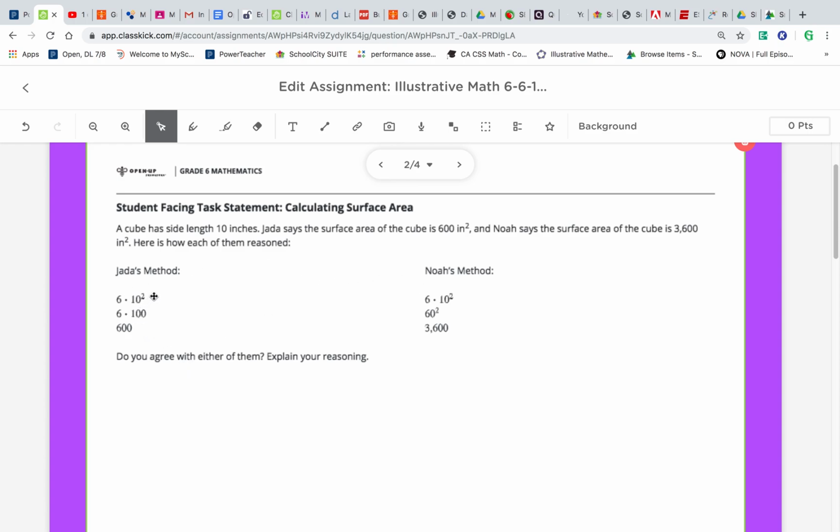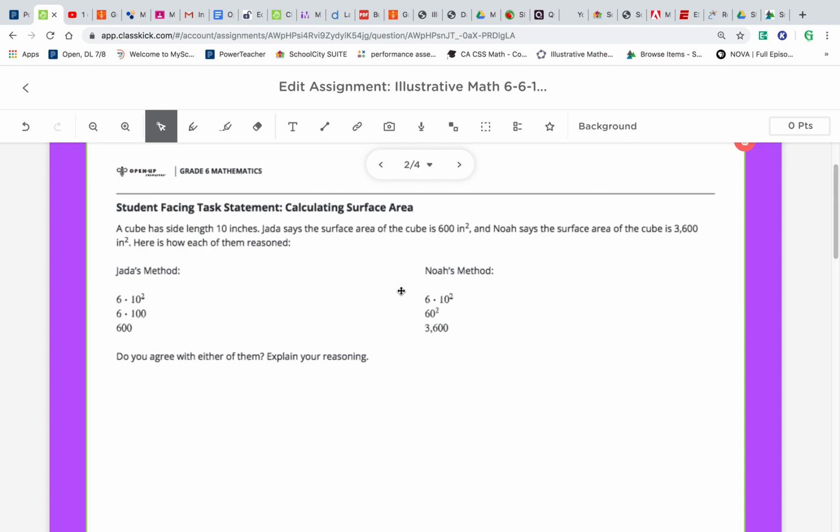And the 10 squared comes from what I was saying here. The area of one of the faces is going to be the side times the side. And since it's 10 inches, it's going to be 10 times 10, or 10 squared. So both of them start out correct. Okay, so we want to see if one of them is correct, or maybe both of them are correct, or maybe neither one is correct. So we want to see what they did.